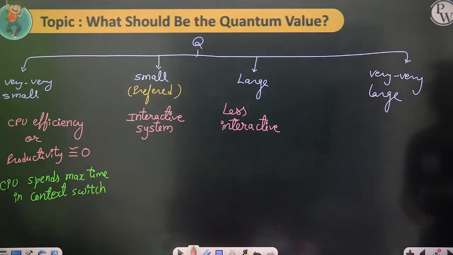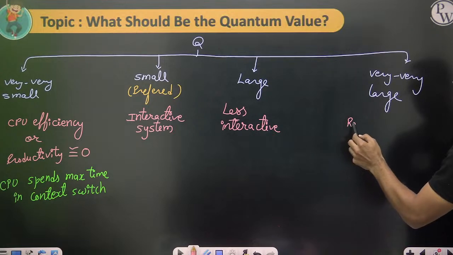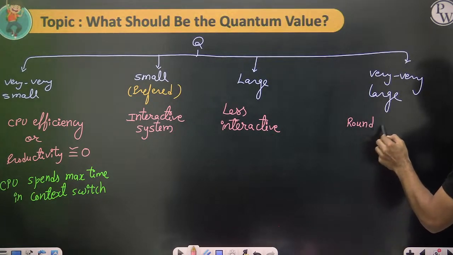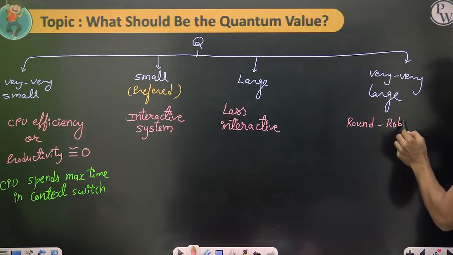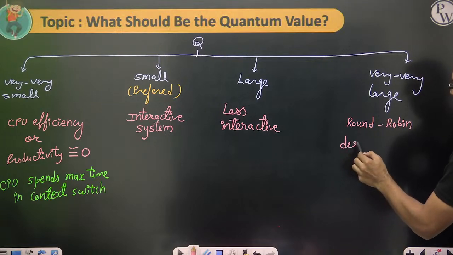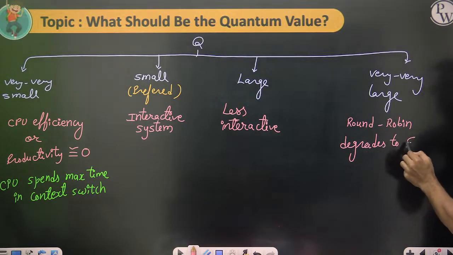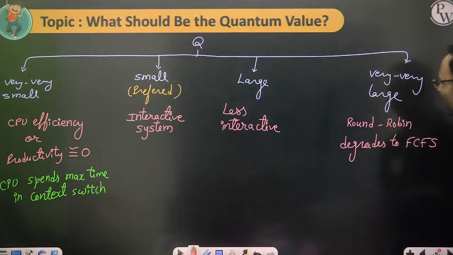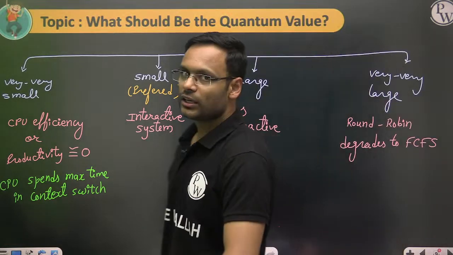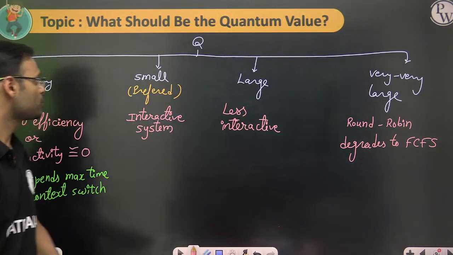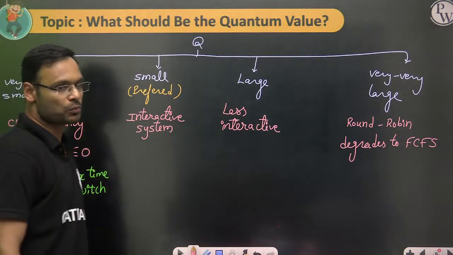So here I'll write down, if quantum is very large, then the round robin algorithm degrades to first come first serve. This is certainly not a preferred option. So what is the preferred option? You choose the quantum small.